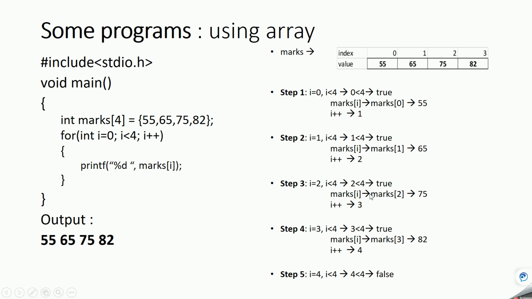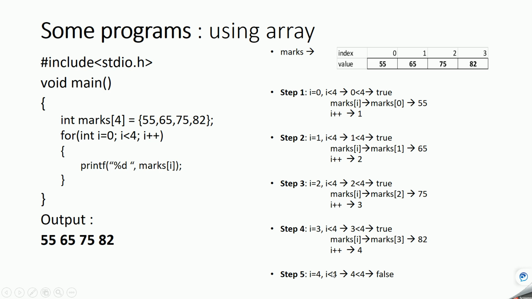Similarly, in step 3 the marks of 2 will get printed, and in step 4 marks of 3, which means at third position we have 82. And finally i will become 4, and this condition will become false.